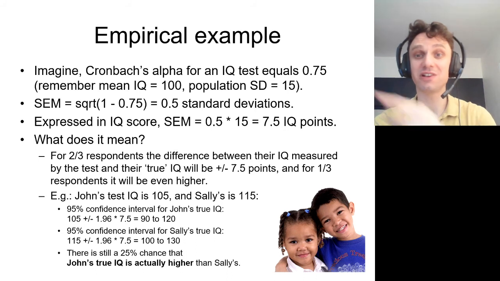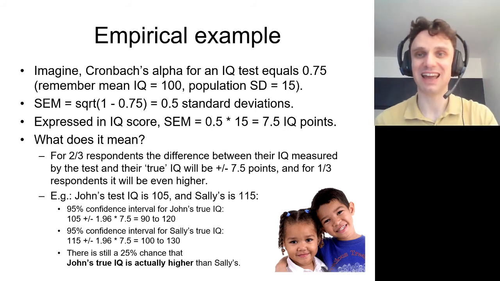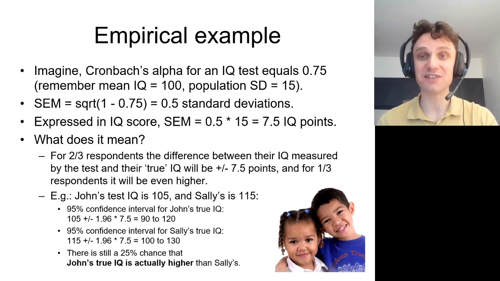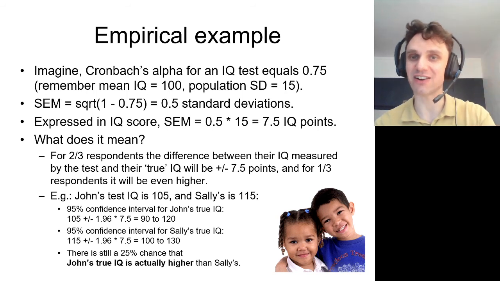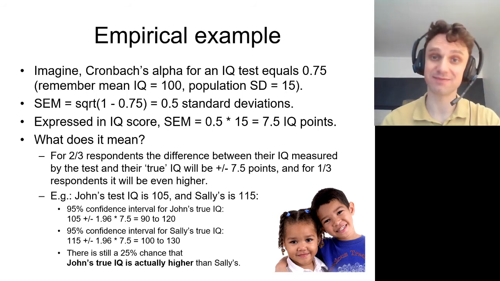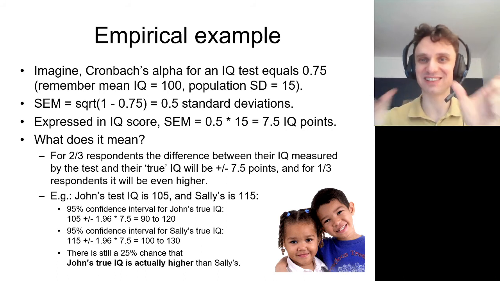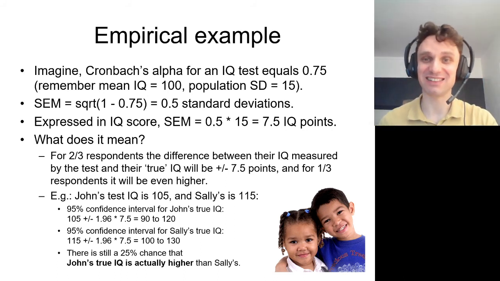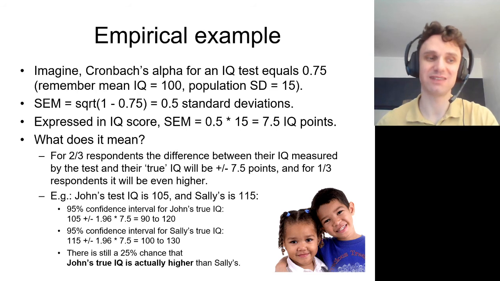And if you plot those two normal distributions on one graph, you can see that they overlap. And there is actually a 25% probability that John's true IQ is actually higher than Sally's. And you can do the same calculation for a different Cronbach's alpha. So for example, if Cronbach's alpha would be 0.95, these confidence intervals would be much smaller, and the chance of making this error would be only 7%. So we could trust this test, actually.